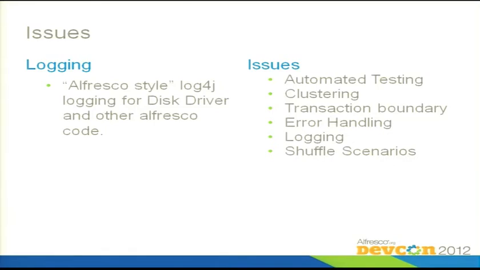So the log4j on the disk driver stuff to find out what's going on, I mean, you can still turn the JLAN logging on, but it's no longer the only way to do it. So bog standard Alfresco log4j will actually give you help in what's going on.